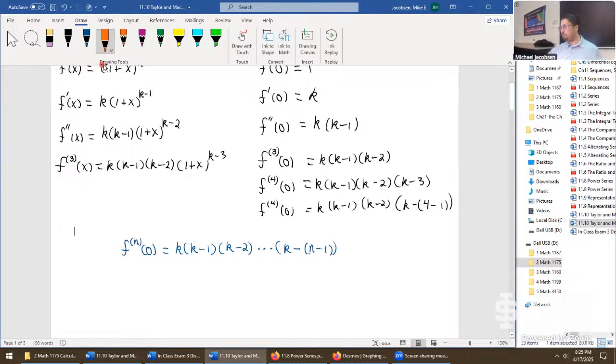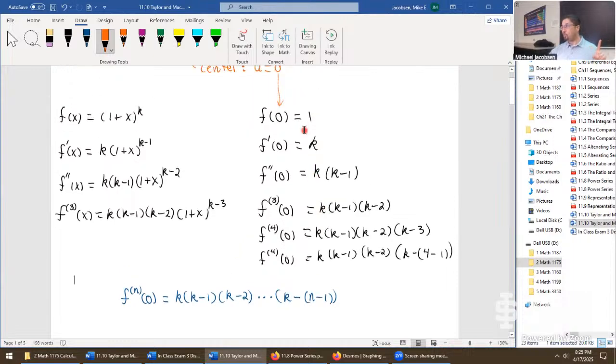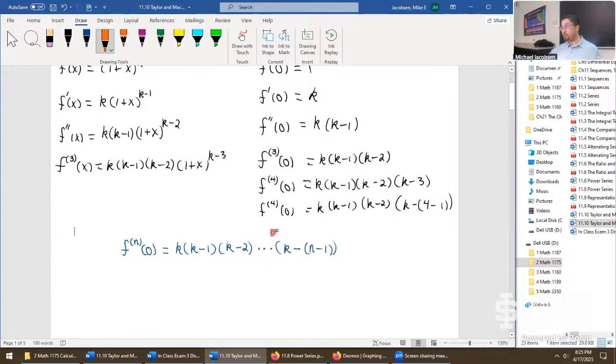Okay, so now putting this all together, we definitely want to count how many factors that really is. Well, up here, it was 4 factors. Here, it was 3 factors, then 2 factors, then 1 factor, and then just 1 itself. So what we might do is say the nth order derivative at 0 has n factors.